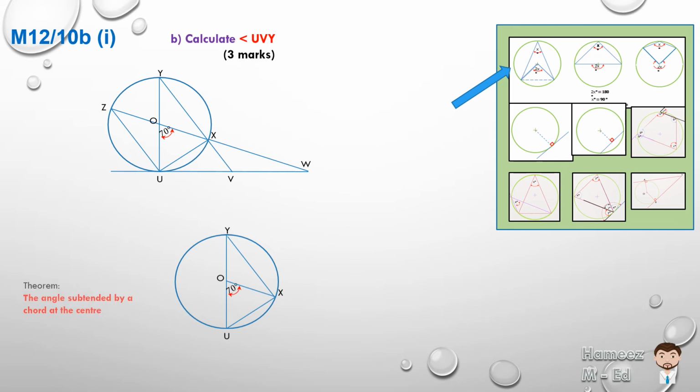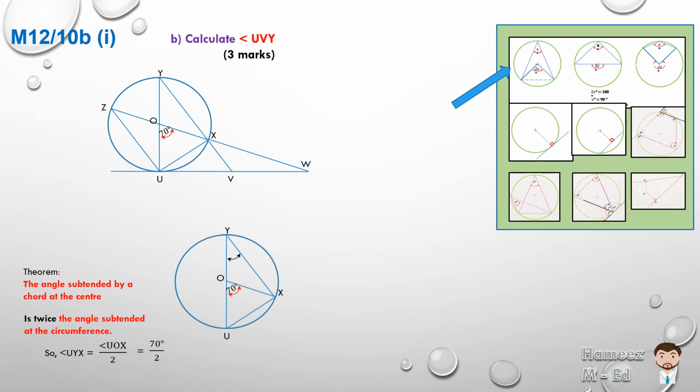So the theorem says the angle subtended by a chord at the center, which is at the point UOX, is twice the angle subtended at the circumference at UYX. So we can write that angle UYX is equal to angle UOX divided by 2, because it's half the amount. And that would be equal to 70 degrees divided by 2. Thus, angle UYX is equal to 35 degrees. Now let's take a minute and see how that helps us.